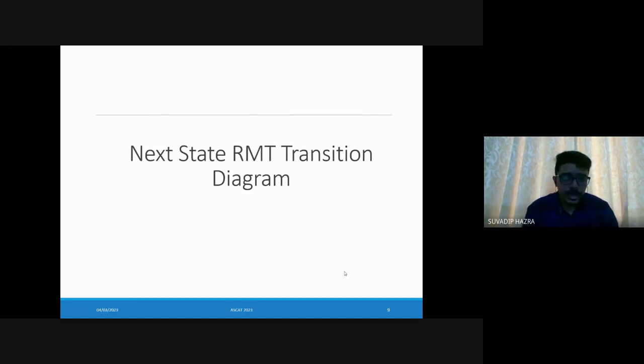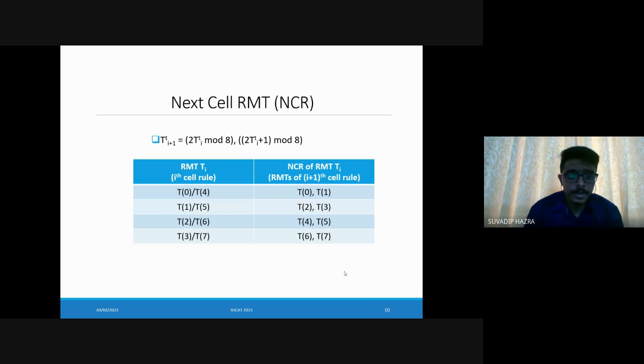So in this work, we have utilized a graph-based tool, that is the next state RMT transition diagram, to get more insight into the state transition behavior of a SLCA. The NSRT diagram for a uniform CA is already present in the literature. For this particular work, we have utilized NSRTD for the non-uniform CA. So this is the step for computing NSRTD.